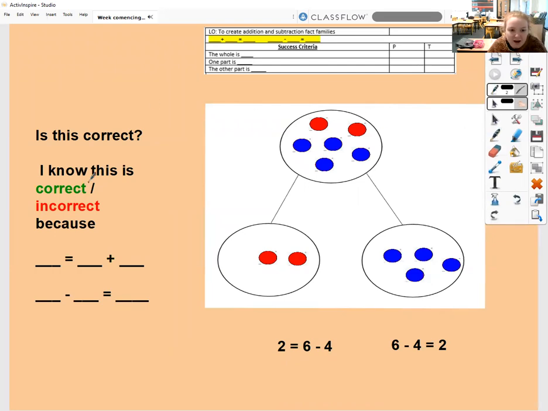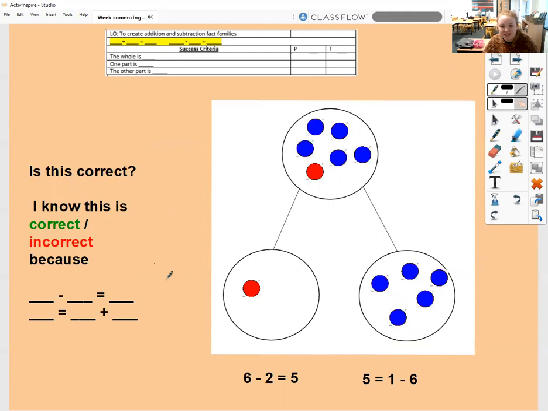So I'm going to say that I know this is correct because I know that 2 equals 6. Oh, hold on. I didn't read that number sentence before I started writing. So I know that my whole is 6 equals my first part, which is 2, plus my other part, which is 4. And I also know that my whole, because subtraction goes before my subtraction symbol, which is 6, subtract my first part, which is 2, equals my remaining part, which is 4. Fantastic.